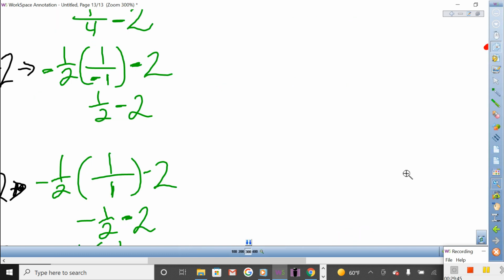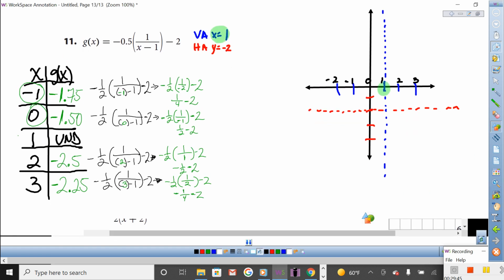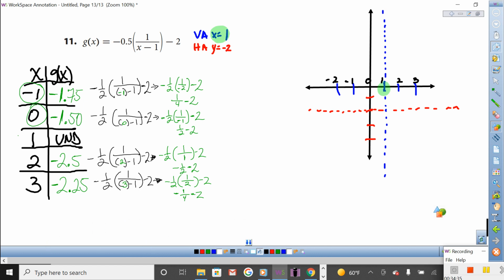Let me zoom out so we can graph this. Here we go. We are at -1, -1.75. -1, -1, and almost to -2, so about right there. Next, 0, -1.5. 0, -1, and 0.5 is about right there. So let's go from left to right, as close as you can to the asymptotes with arrows. And then the other two. 2, negative 2.5 is about right there. And 3, negative 2.25, close to the asymptote. From left to right.